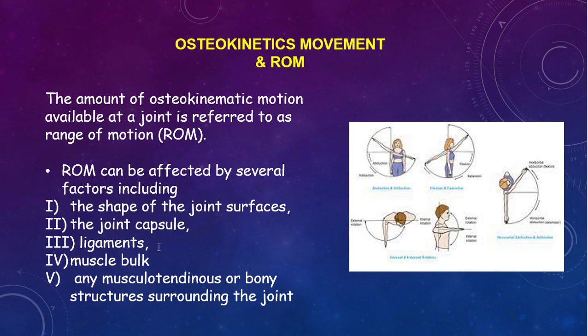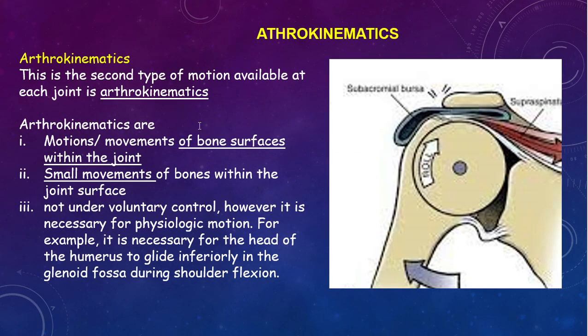If the ligament that holds the bones together is weak, it will affect the movement, and the muscles are the contractile element that bring about the movement. So if the muscles are weak, the movement isn't going to take place. So these are factors that could limit osteokinematics, or we could say factors that could limit range of motion.